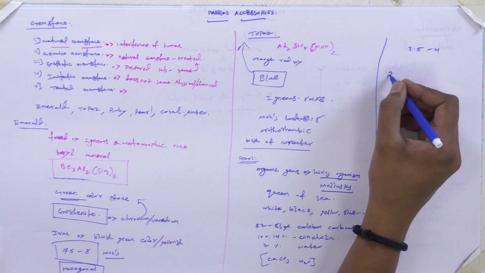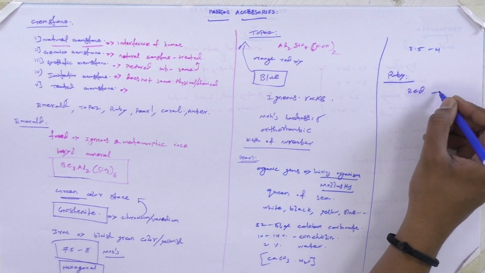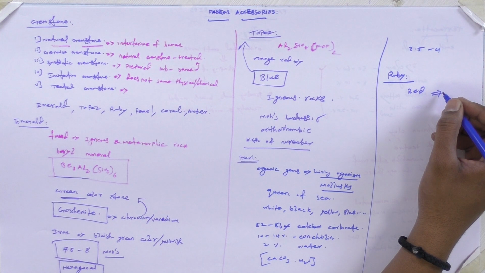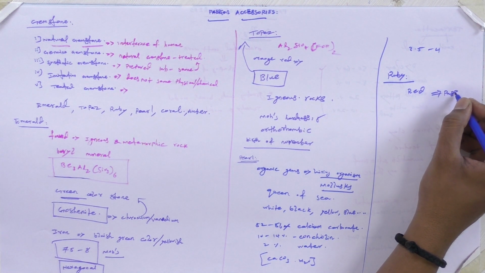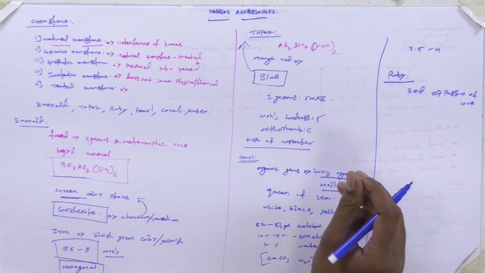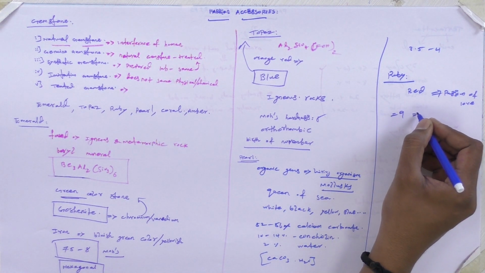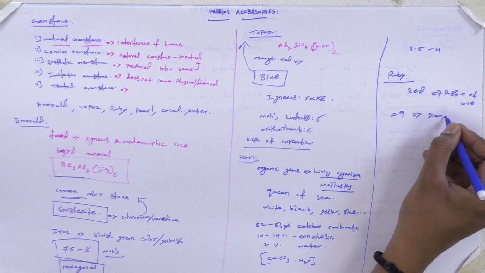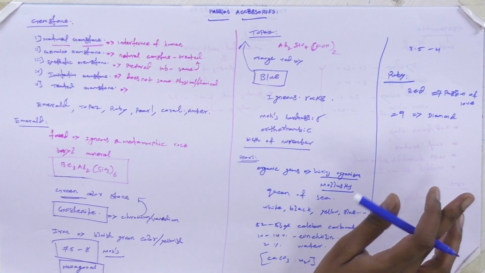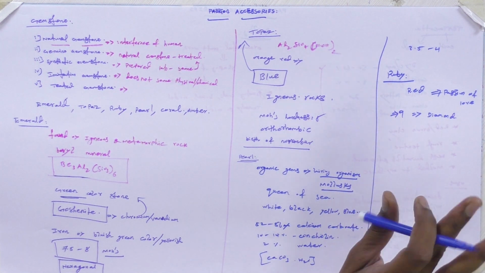Next one is ruby. Ruby is red in color, so it is the stone for the passion of love. Its Mohs scale value is 9. It nearly looks like a diamond and has nearly the same hardness. Sometimes it suppresses the diamond's beauty. Actually, we know the diamond is a very beautiful stone, but sometimes the cutting of ruby stones suppresses the beauty of the diamond.